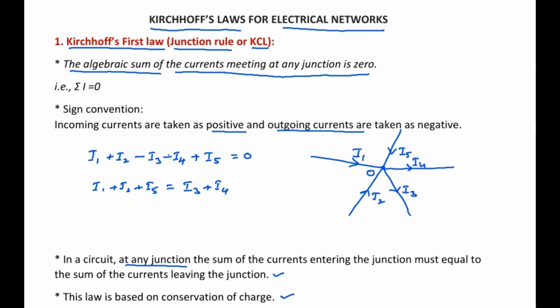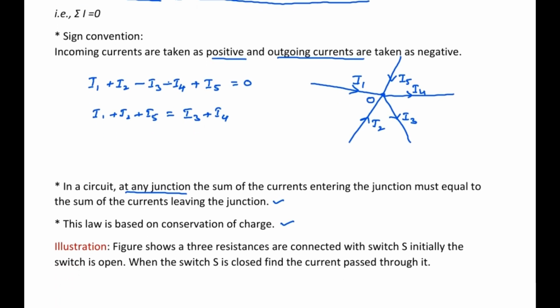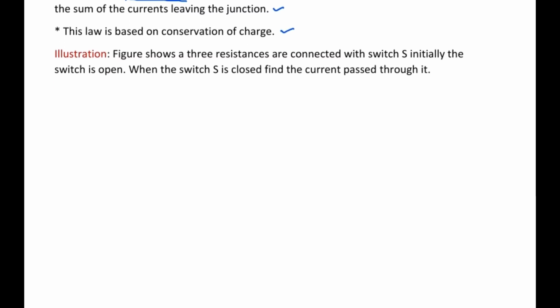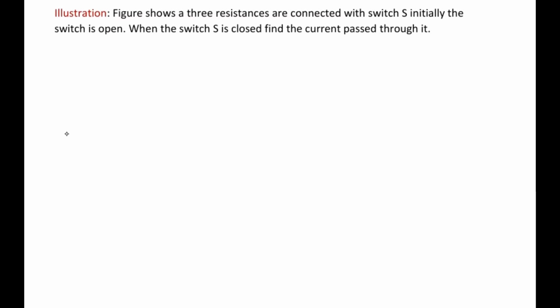And we will discuss one illustration or example based on this. The figure shows three resistances connected with the switch S. Initially, the switch is open. When the switch is closed, find the current passed through the junction, the current passed through the switch. Here, according to this data, the diagram is like this. It is one of the resistors. Here also one more resistor.